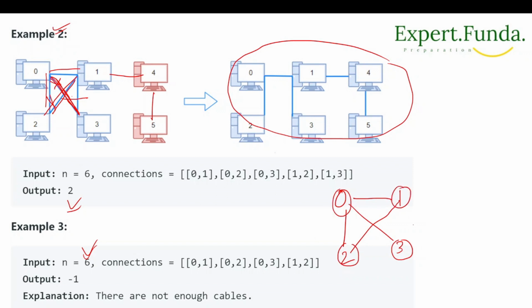Okay, so we require at least, if I remove this one, right? So we can make this like 0, 1, 2 and 3. Now it will look like this one, right? And if this one is also connected, let's suppose, but if I remove this one and make it like this, it is still one remaining here. Okay, so not enough cables we have here.